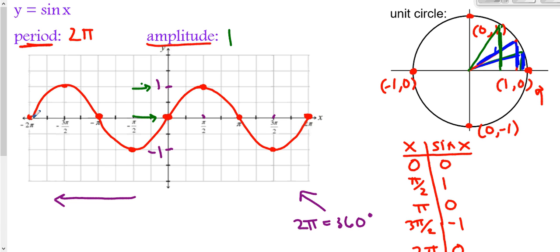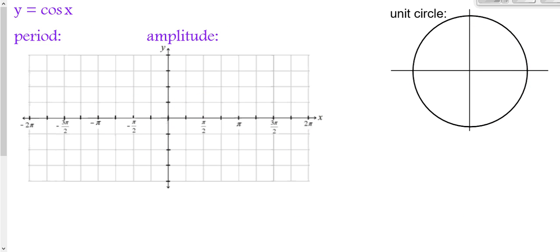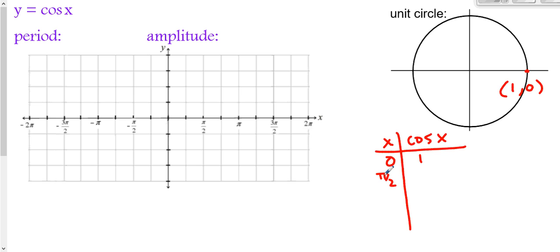Okay, let's go ahead and look at the graph of y equals cosine x. So we can do the same idea, where we're going to start with an x value of 0 and find its y value. Its y value is the cosine value. If x is 0, here's the point 1, 0. The cosine of 0 is 1. If x is pi over 2, that would be 90 degrees. The cosine of pi over 2 is 0. If x is pi, that would be 180 degrees. The cosine is negative 1.